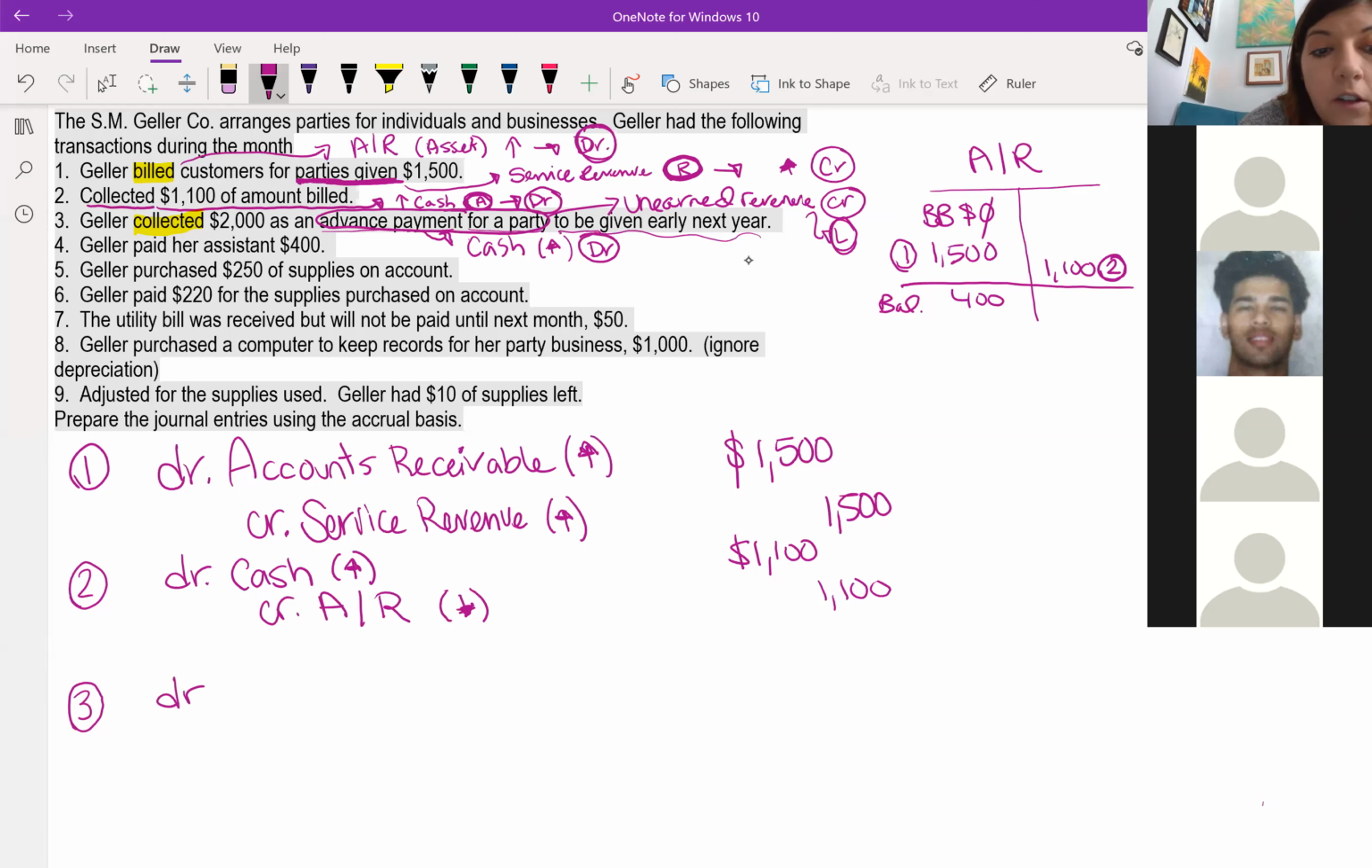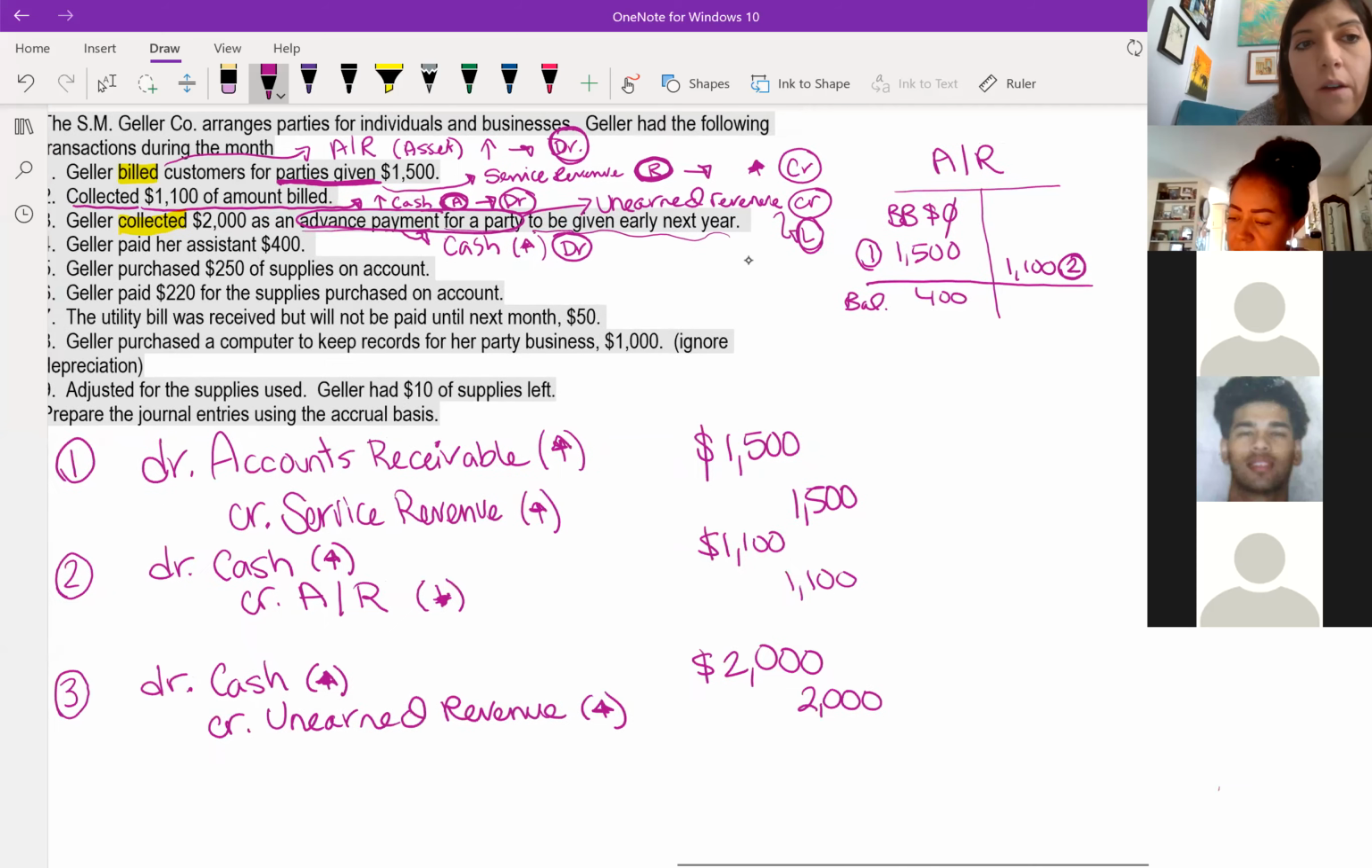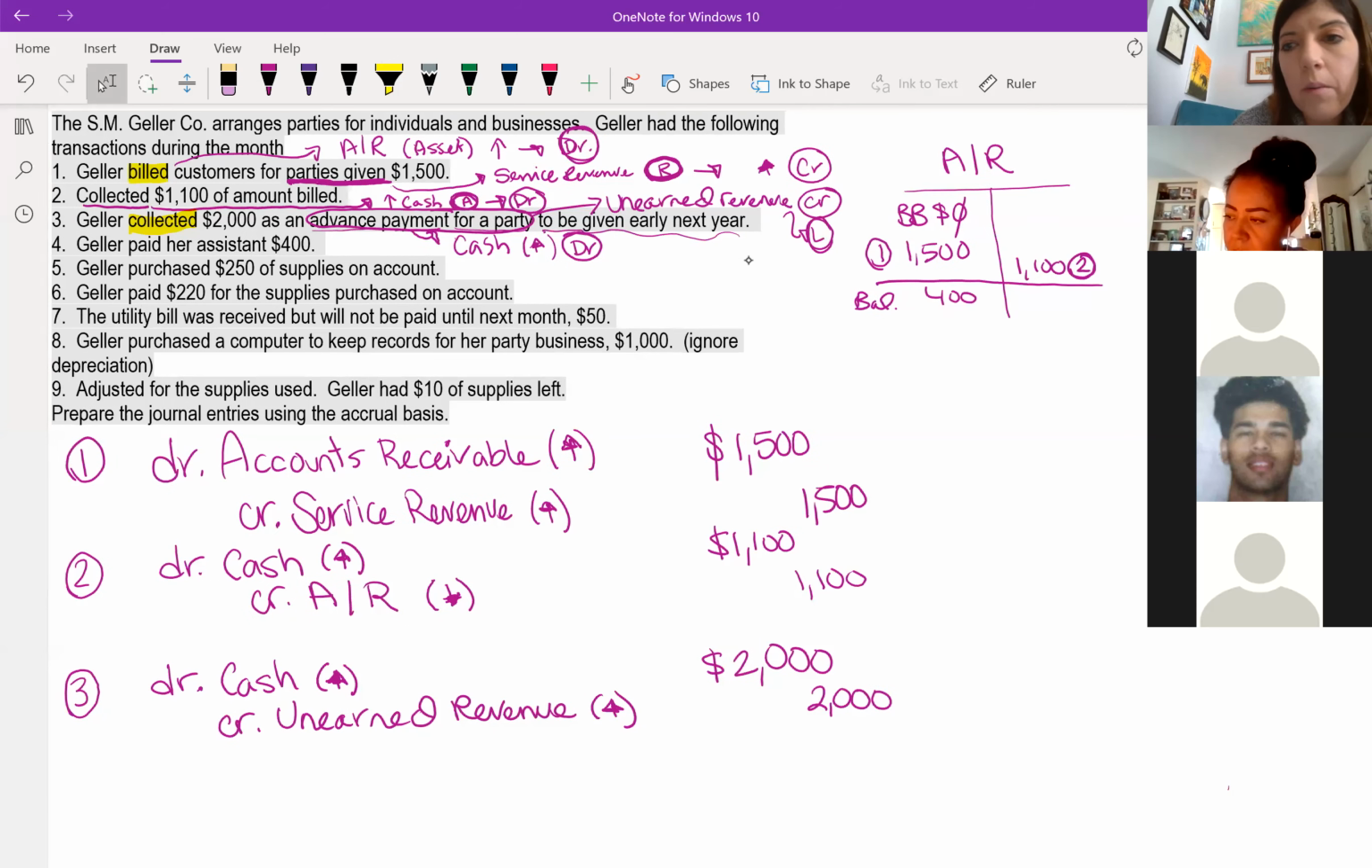So in this particular case, we're going to debit cash, increasing cash for the amount we collected, 2,000, and we're going to credit unearned revenue, increasing the liability by 2,000. And unearned revenue for the most part is usually going to be a current liability.